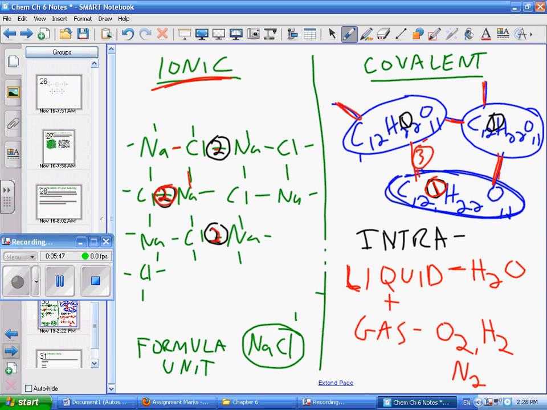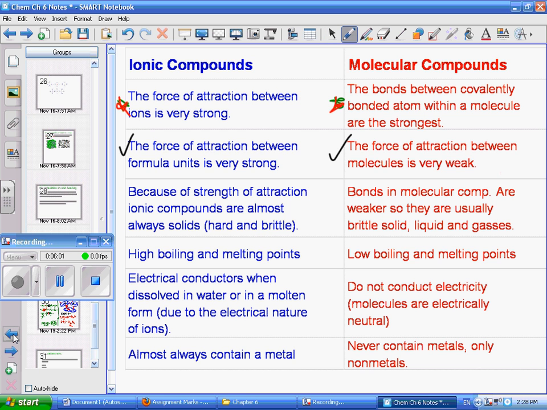Okay? All right, so again, bonds within a molecule are the strongest, bonds between ions second strongest, bonds between molecules third strongest. Let's go back. Okay, next one says, because of the strength of attraction, ionic compounds are almost always solids. I just described that. Bonds between ions are so strong, they are almost always solids. But because bonds between molecular compounds are so weak, there are few solids of these, but we have a lot of liquids and gases. So I would remember that.